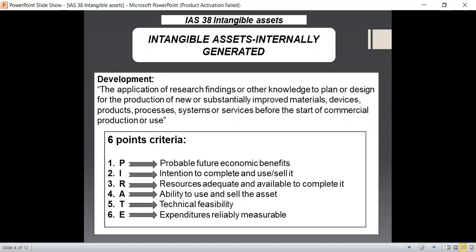You should consider that development cost will be that cost which is arising before the start of commercial production or use. Once we have started our commercial production or use, then it will not be considered as a development cost. So it can simply be the design of prototypes, tools, molds, etc. We cannot capitalize the expenditures for the development stage unless the six-point criteria given by IAS 38 for capitalization of development costs is met. And you can learn it with the mnemonic of PIRATE.